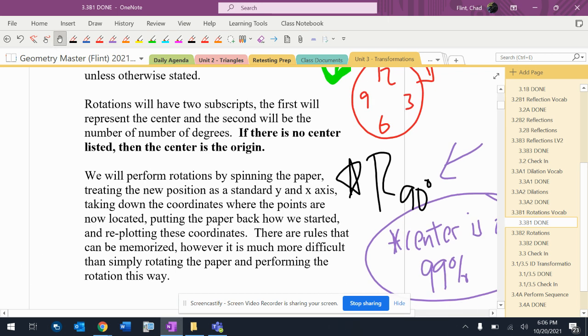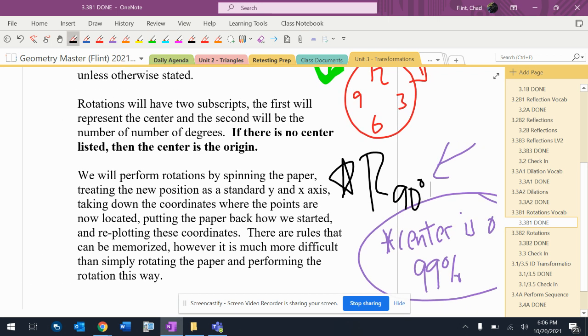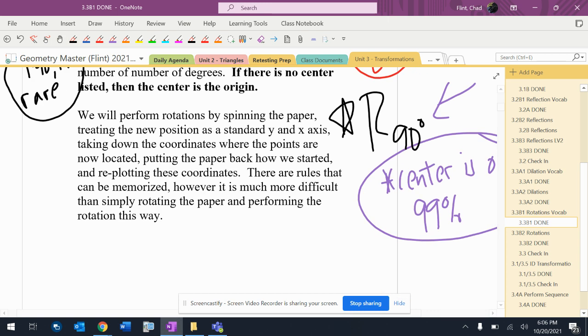What this other thing is telling you, and what I used to talk about way more than I do anymore, was that technically you're supposed to have a rotation 90, comma, and then some point, maybe A, meaning you're rotating around point A. All right, but this is rare. All right, I really should update these notes, but I don't want to change it because it's still how rotations actually work.